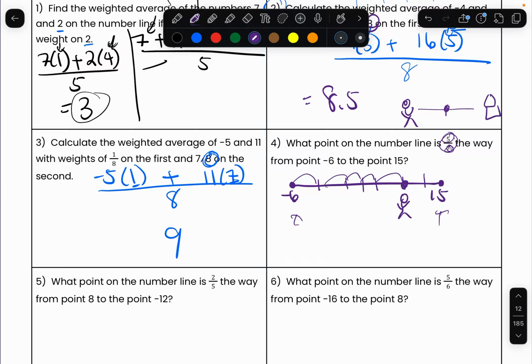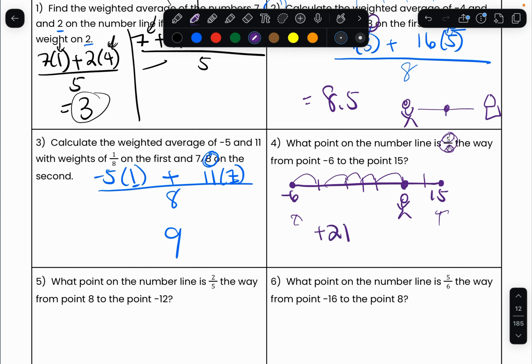Now, in order for me to find what this exact point is, here's what I'm going to do. I'm going to find my total change from -6 to 15. The total change from -6 to 15, first of all, is going to be a positive change. If you use your calculation, -6 is 6 away from 0, and 15 is 15 away from 0. This means the total distance here is going to be 21.